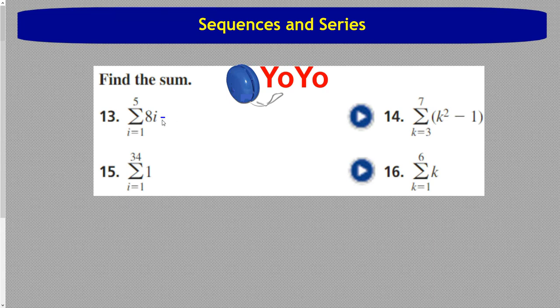So the terms are, the first one, 8. 2 times 8 is 16. 3 times 8 is 24. 32, plus 40. And we got 5 terms there. 1, 2, 3, 4, 5. So we just got to add those up. 8 plus 16 plus 24 plus 32 plus 40. I get 120.